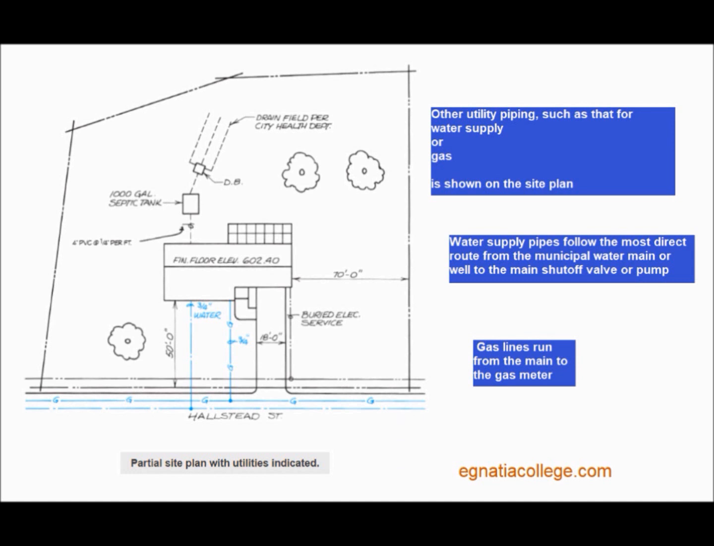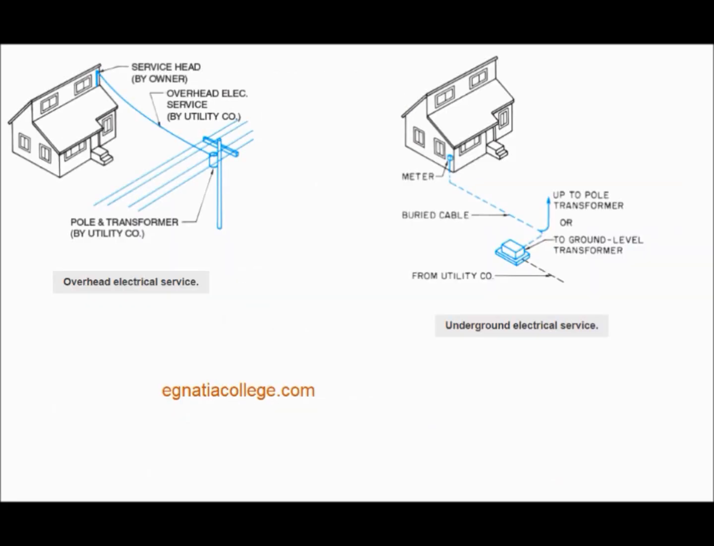Electrical service. The electrical service is the wiring that brings electricity to the house. There are two types of electrical service: overhead and underground or buried. Overhead service involves a cable from the utility company transformer or pole to a weather-tight fixture called a service head or mast head on the house. The service head is mounted on the top of a pipe, which serves as a conduit to the meter receptacle.